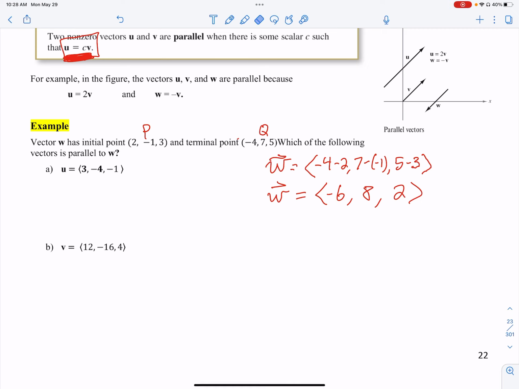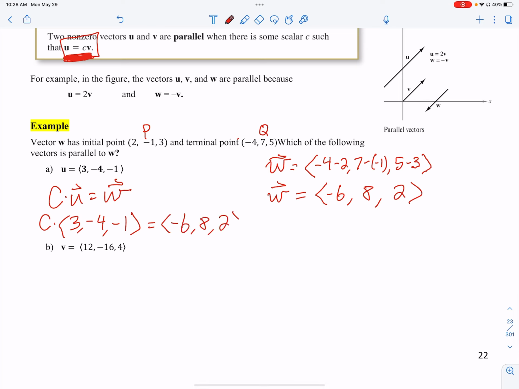All right, so that's W. And we're asking ourselves now, is there a c that I can multiply by U and get W? So I'm going to write that in. c times 3, -4, -1 equals -6, 8, and 2. I'm going to move this because I need the room.